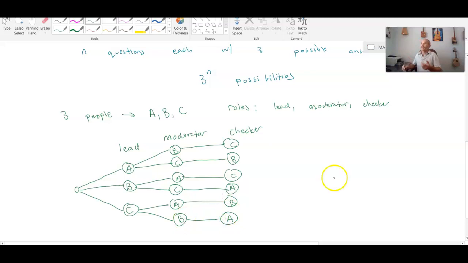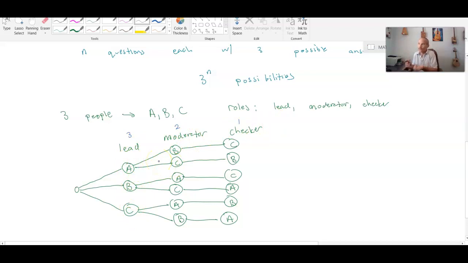Now, in this context, notice that the number of possibilities actually diminishes by 1 at each stage in the branch. So there are 3 possibilities for the lead, only 2 possibilities for the moderator, and 1 possibility for the checker. So if we think about this in a similar analogous sense, there are 3 families, each of which are going to have 2 children.